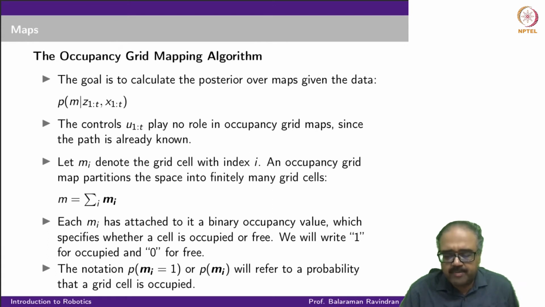So an occupancy grid map is essentially just a collection of many of these grid cells m_i, right? For all the grid cells m_i, each m_i is going to have either a 1 or a 0. So m_i equal to 1 means that it is occupied, 0 means free. I'm going to use the probability of m_i to refer to the probability that m_i is equal to 1, that it's actually occupied. So whenever we write P of m_i, it actually means the probability that the ith cell is occupied, right?